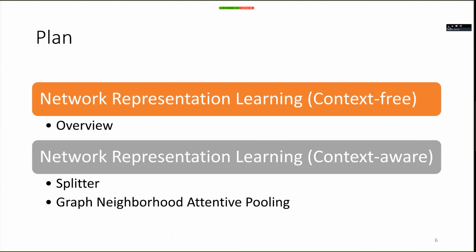So let's talk now about graph representation learning briefly, and then move to talk about context-aware graph representation learning. We will cover two approaches, the Splitter approach proposed by Google and graph neighborhood attentive pooling, which was proposed by our postdoc, Zacharias.